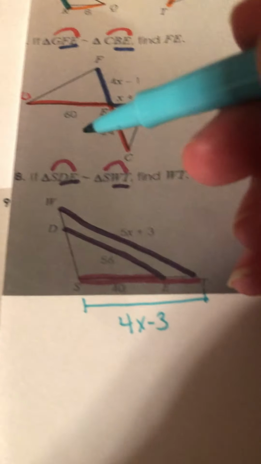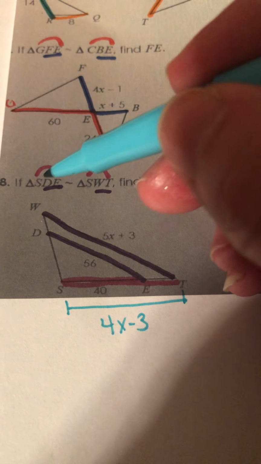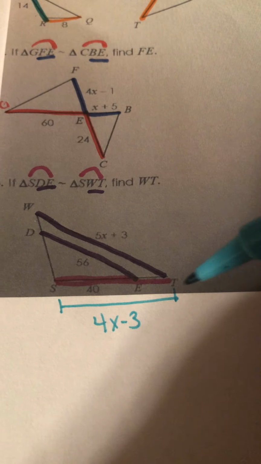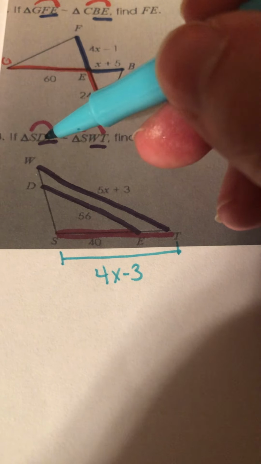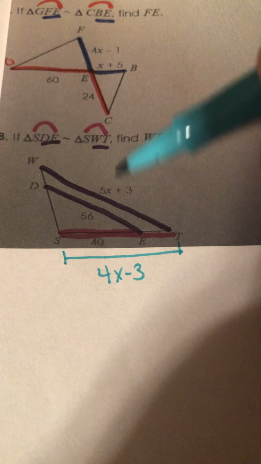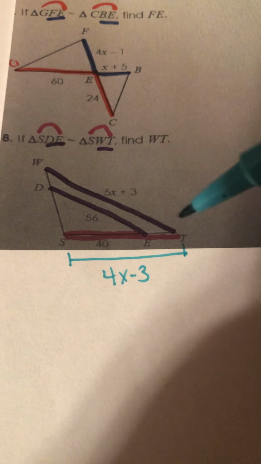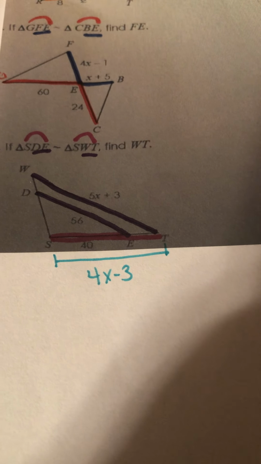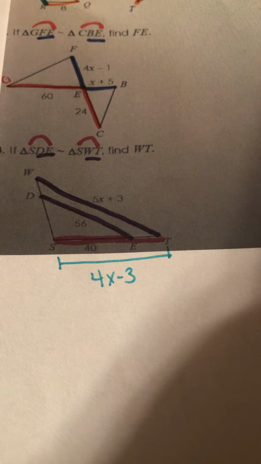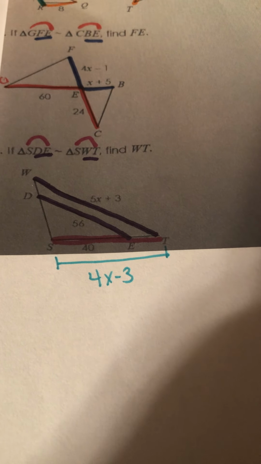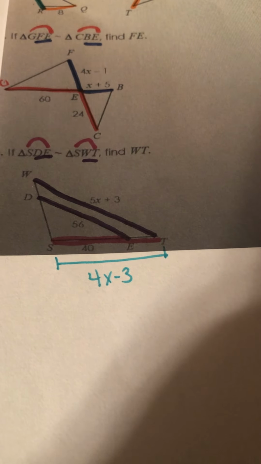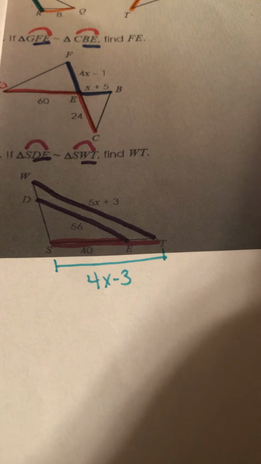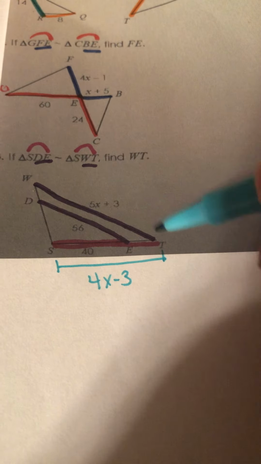All right, now the last one, you'll see right here, we've got SE, which is pink. That little one goes with ST, which is the big one, and I had to fill in that length for us. Then we've got DE, which is my little purple, goes with WT, which is my big purple, okay? So let's go ahead and set up our proportions. I'm going to do 40 over 4x minus 3. That's my little pink to my big pink. Then I'm going to do 56 to 5x plus 3. That's my little purple to my big purple. And we're finding WT, which is going to be my big purple.